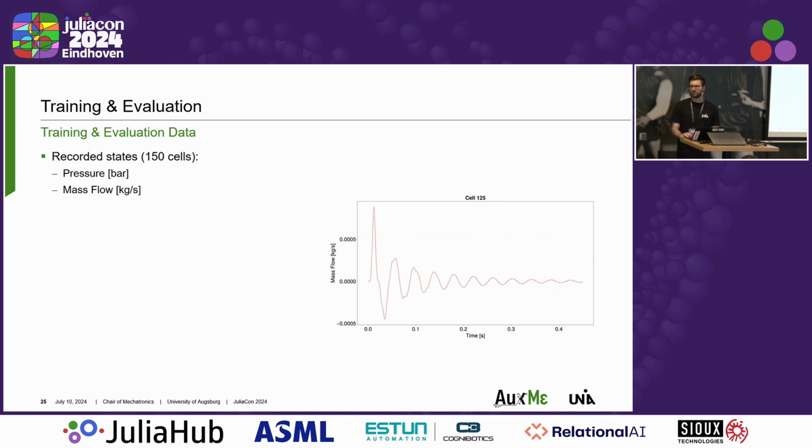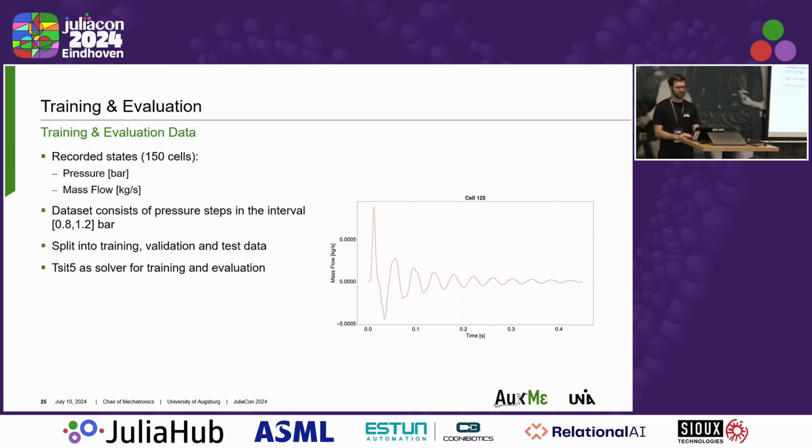And as input data to generate our data, we just use jumps in the pressure wave of 0.8 to 2.1 bars. So if you start at 1 bar, in this case, we just jump to 1.8 and 2.2 bar, and this was our data, which was then split into training, test, and validation data. Everything that you see in this presentation was done with a TZ5. So the training as well as the evaluation of the system was all done with a TZ5 from differential equations.